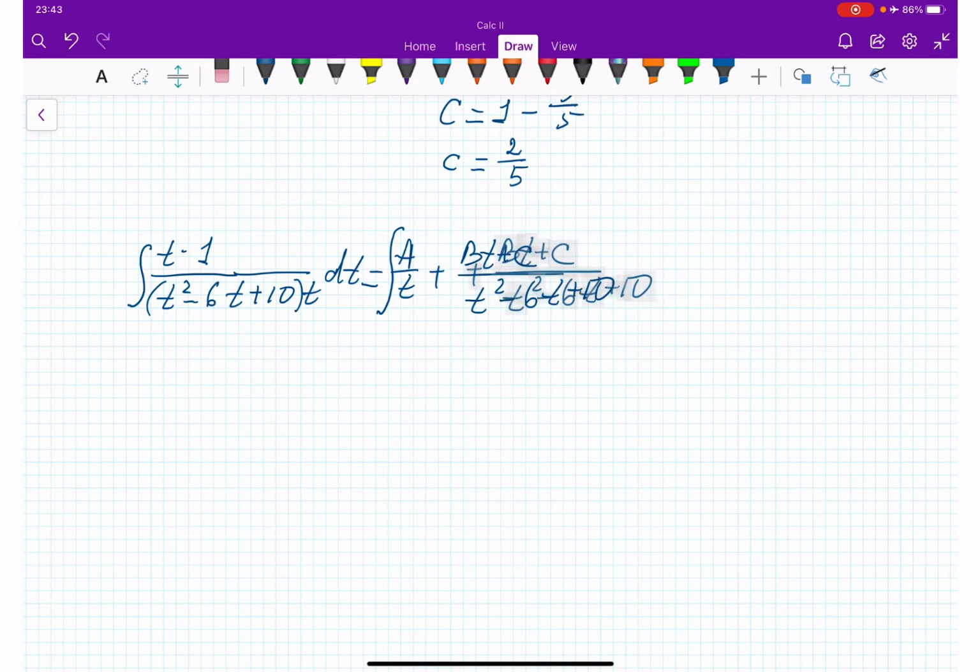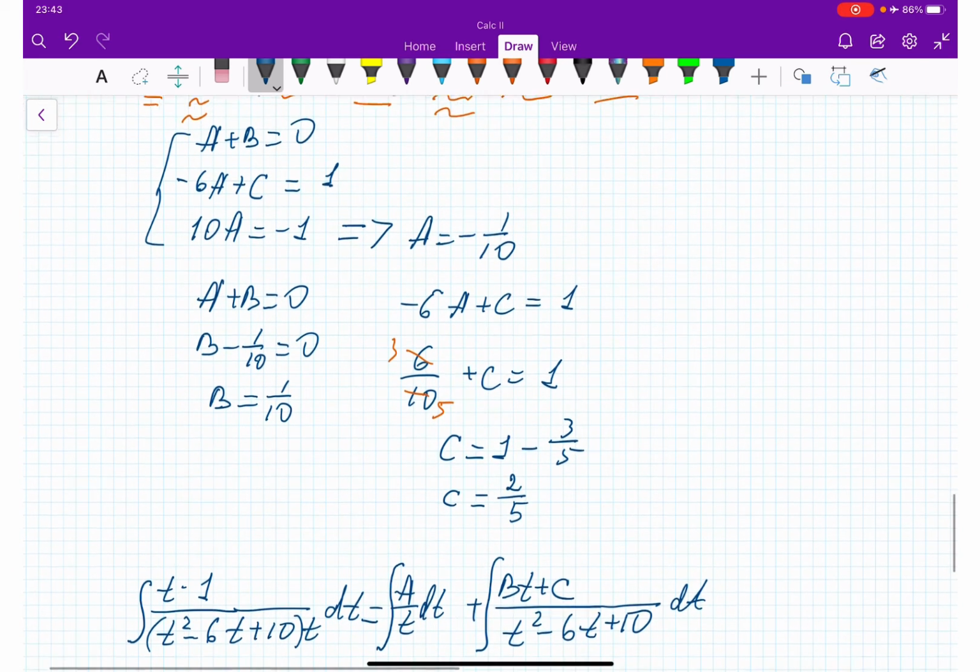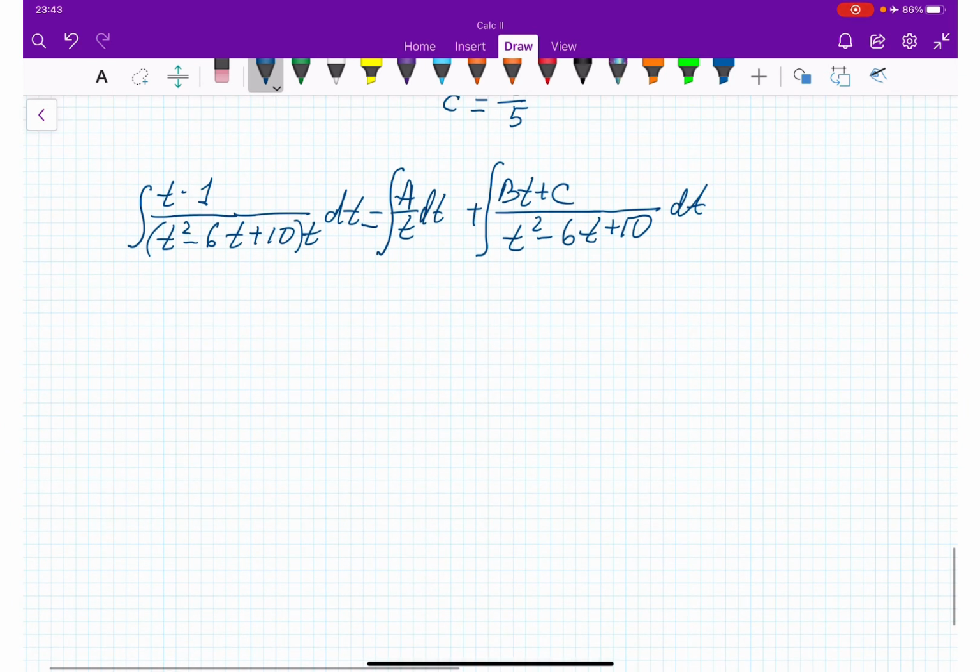Going to put under integral, it's time to put under integral because we already simplified, so we are getting back to integral. So this is going to be equal, we have a negative 1/10, right? So negative 1/10 comes out, integral dt over t plus, how much do we have, bt plus c.